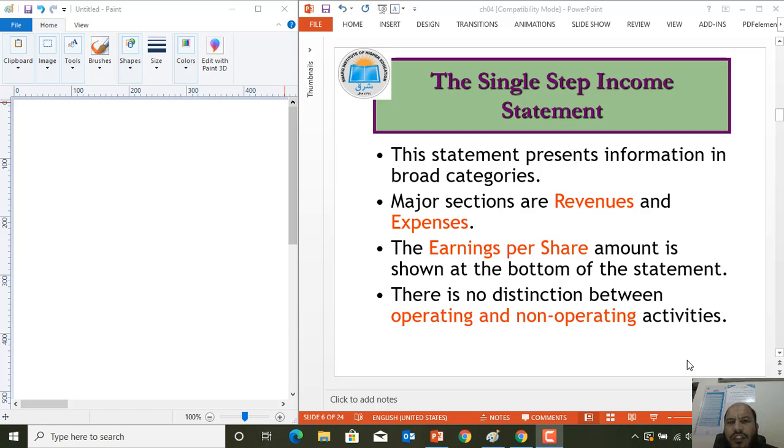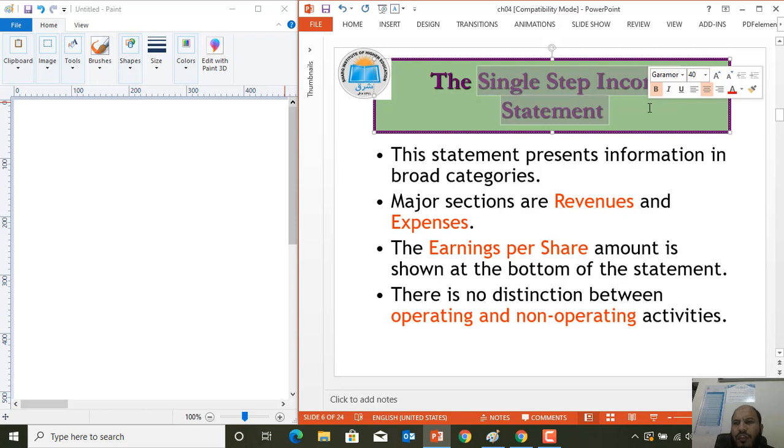Now, in this video, our discussion is about the single step income statement. Dear students, as you remember, we have two types of income statements, our profit and loss statement. One is called multiple step income statement and the second one is called the single step income statement. So what does single step income statement mean?